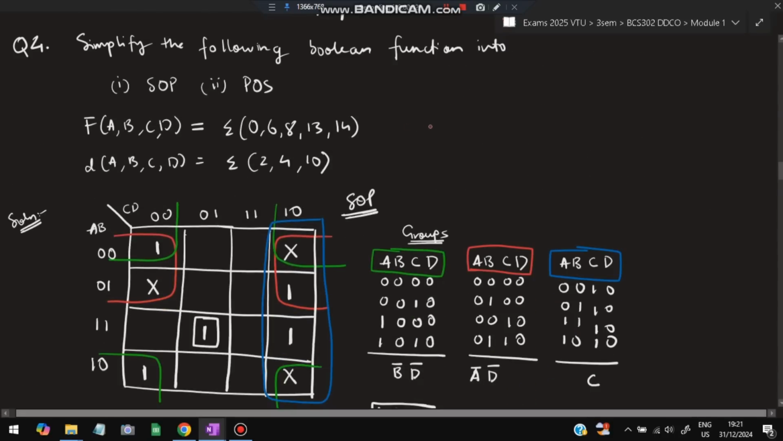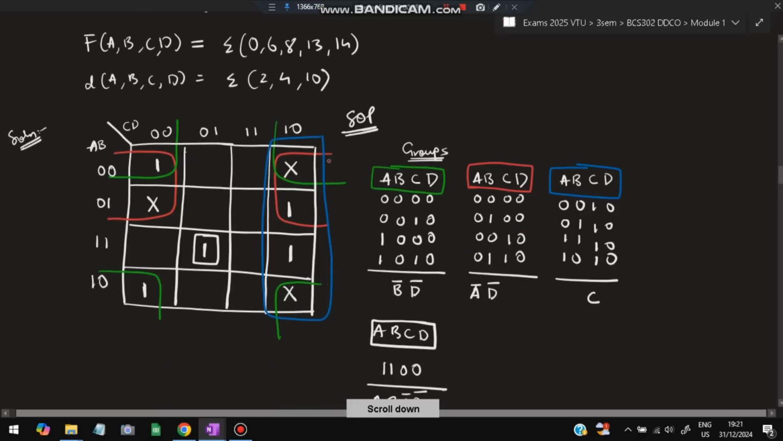Next question is: simplify the following Boolean function into SOP and POS. Okay, we have to convert it into sum of products and product of sums. So this is the function given to us, and this is the don't care conditions. Okay, so the D means don't care conditions. Don't care condition means we can put there 1 or put 0 also based on our own requirement. If 0 makes a more simplified version, we can use 0, else we can use 1 also.